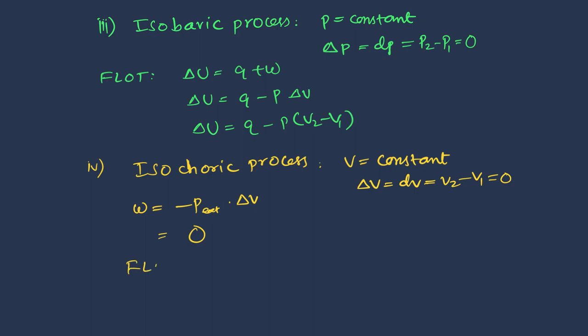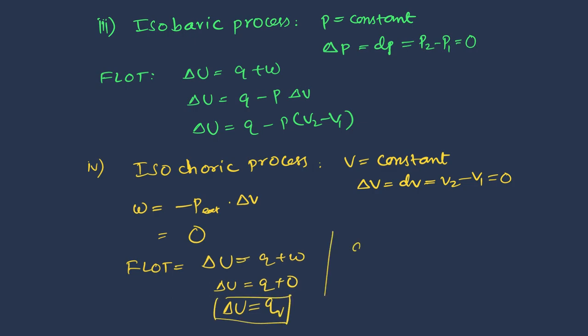But the first law formula is delta U equal to Q plus W. Delta U is equal to Q plus 0. Therefore, delta U is equal to Q at constant volume. You may already have studied that Q at constant volume is equal to delta U, with the formula n Cv delta T. Next, the final one is the cyclic process.